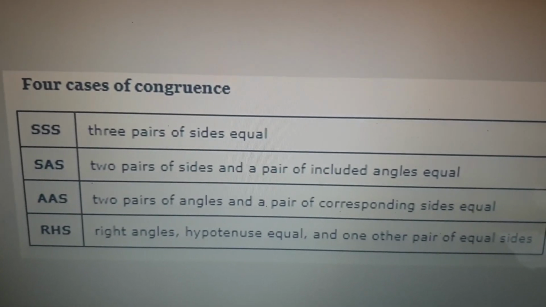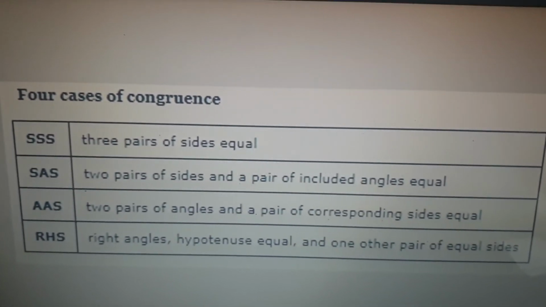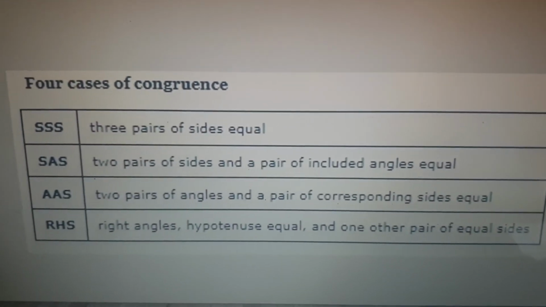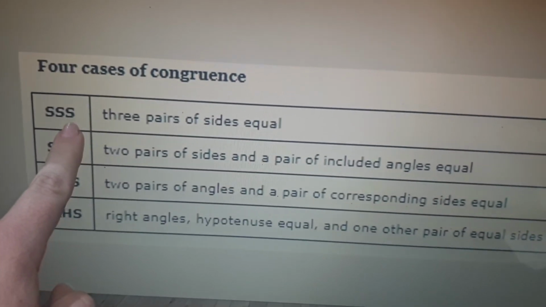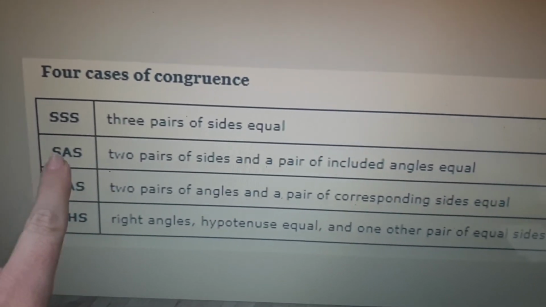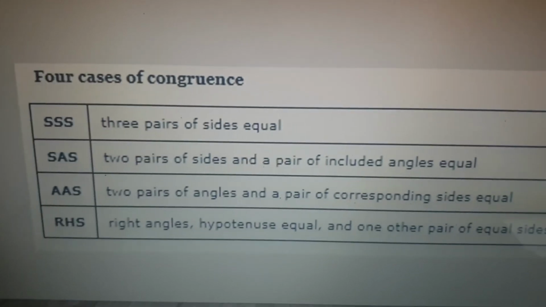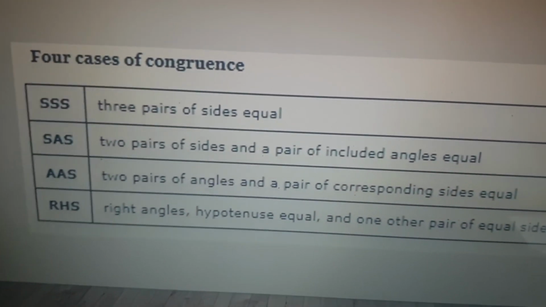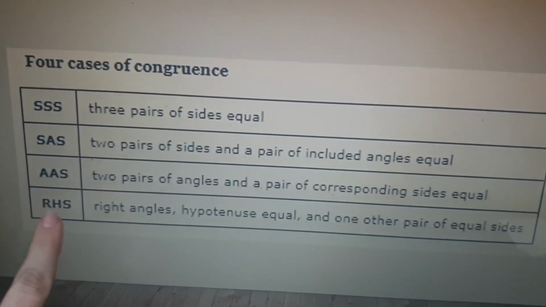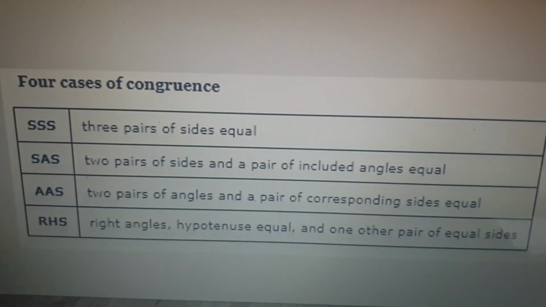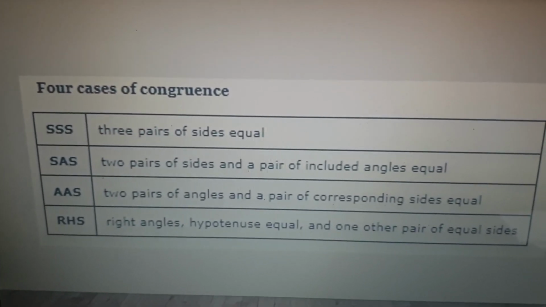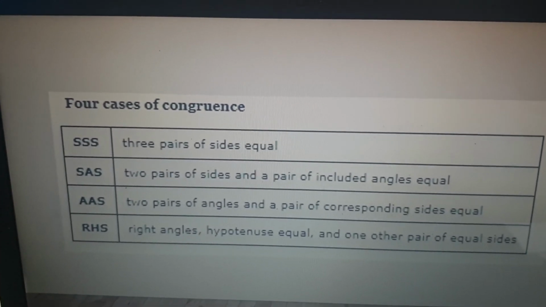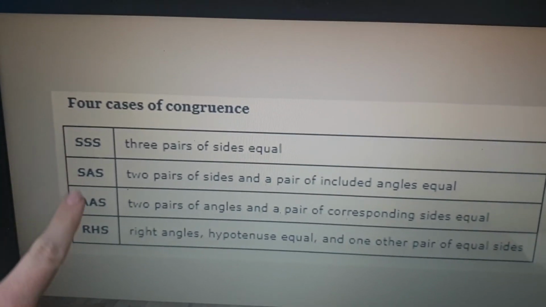So let's just quickly recap. The four reasons we have to prove that two triangles are congruent is side, side, side, when three pairs of sides are the same. Side, angle, side, when we have two sides and an angle in between that is equal. Angle, angle, side, when we have two angles and a side. And right angle, hypotenuse, side. Okay, so now you can go to your book, have a look every time they give you two triangles, and you have to prove why they are congruent by using one of these four.